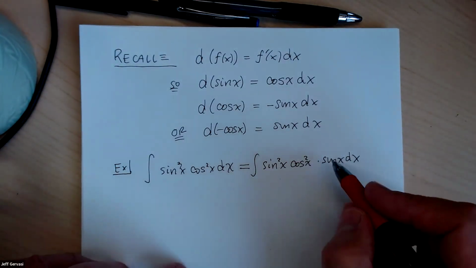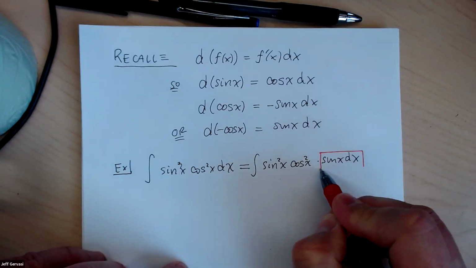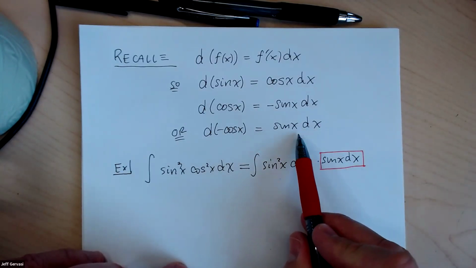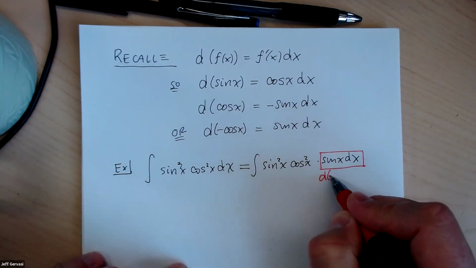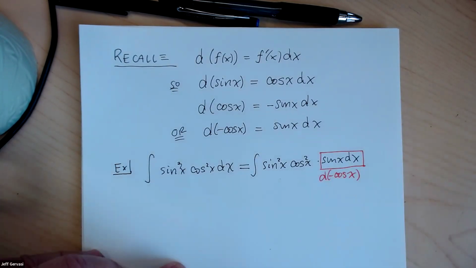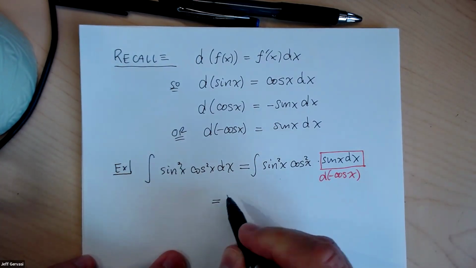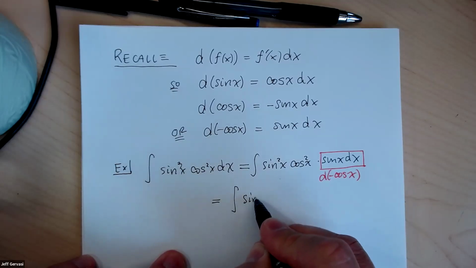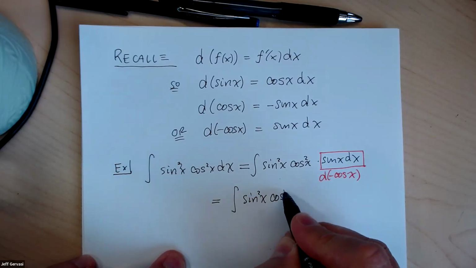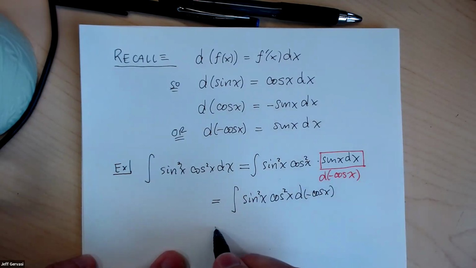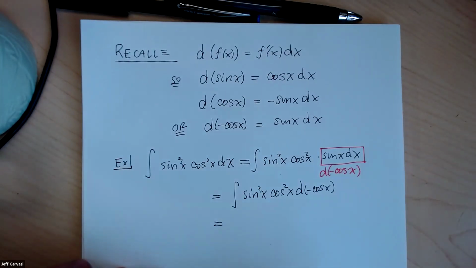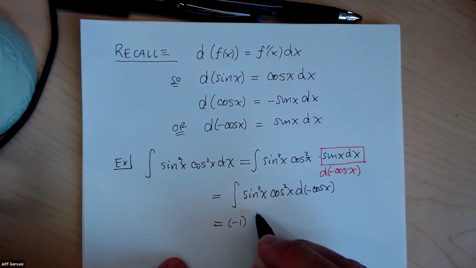Okay. Notice that these two factors are right here. And they are equal to the differential of minus the cosine. So here's what I'm going to do. I'm going to rewrite my integral like this. Okay. Now, a couple things. First of all, that negative sign right there, that -1, I'm going to move it through the integral symbol, right up front, and just get it out of the way.